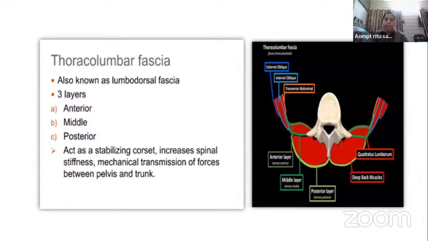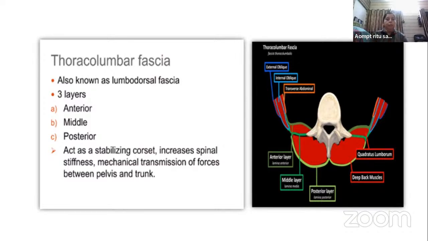And in this lumbar spine, as a part of the kinetics, the thoracolumbar fascia also plays a very, very important role, as it has 3 layers: the anterior layer, middle layer, and the posterior layer, along with the deep back muscles and the quadratus lumborum, and the attachment with the external oblique, internal oblique, and the transversus abdominis. This is the way it acts as a stabilizing force, increases spinal stiffness, and provides mechanical transmission of forces between the pelvis and the trunk through the thoracolumbar fascia.